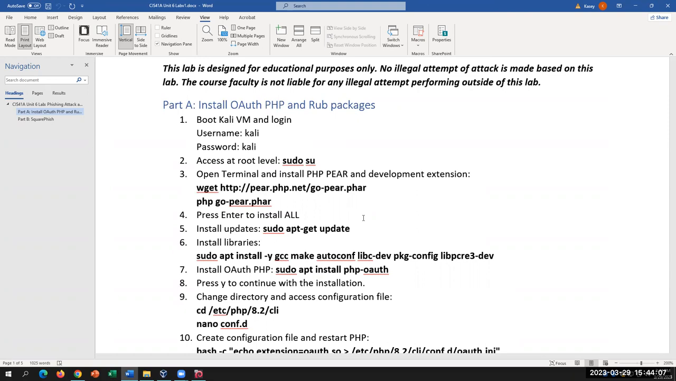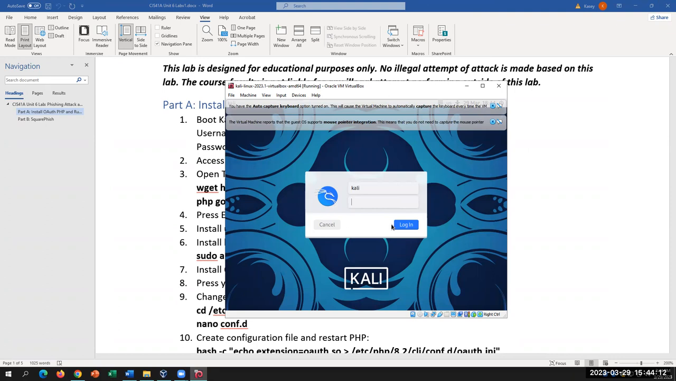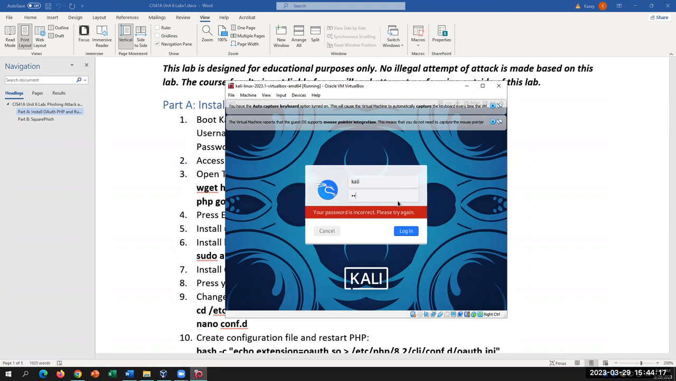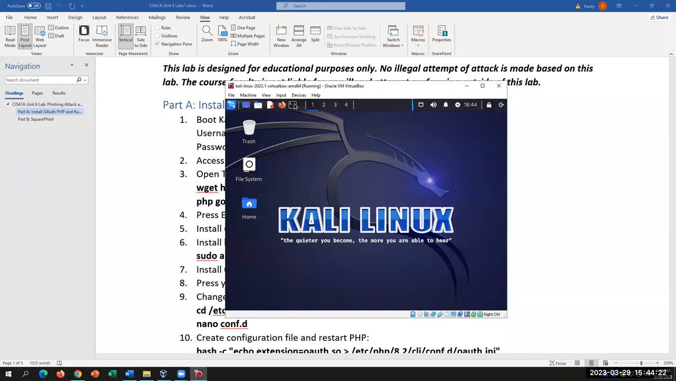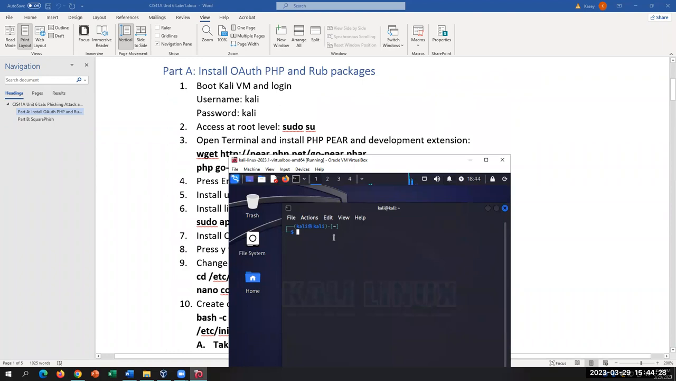So once your Kali is loaded, you just log in. Then we're going to open up our terminal by clicking this black square. Then we're going to do sudo su, so we elevate our account to root. And I mentioned this is for configuring the file later.